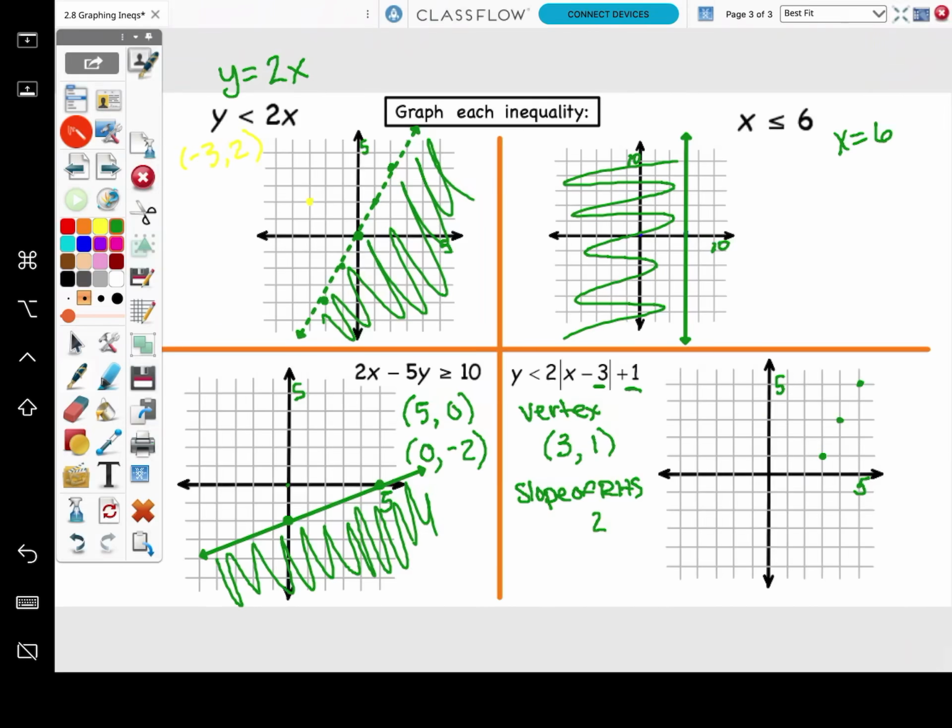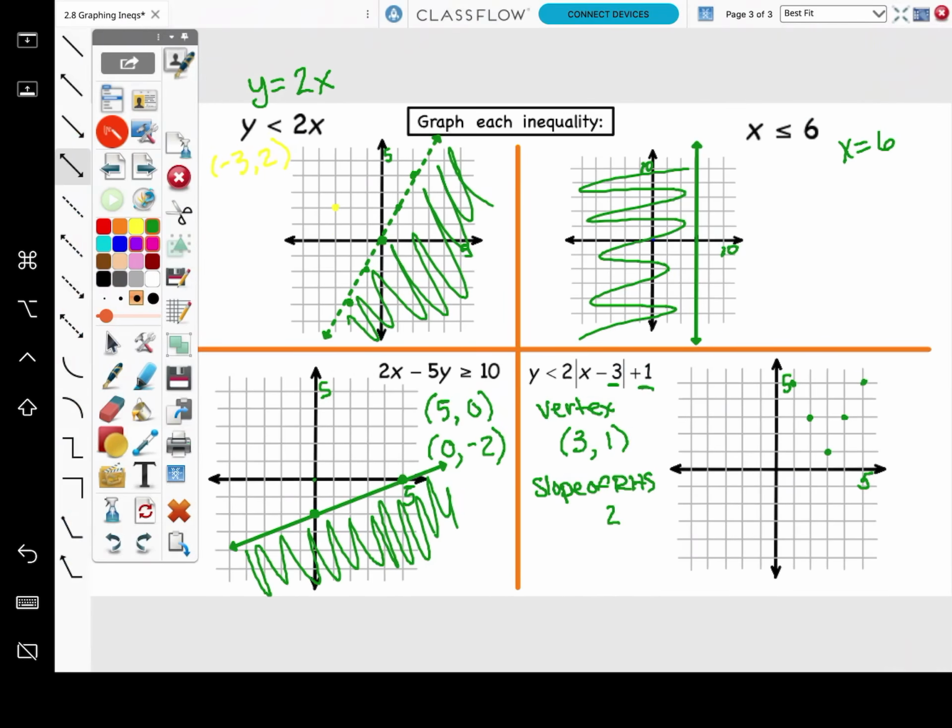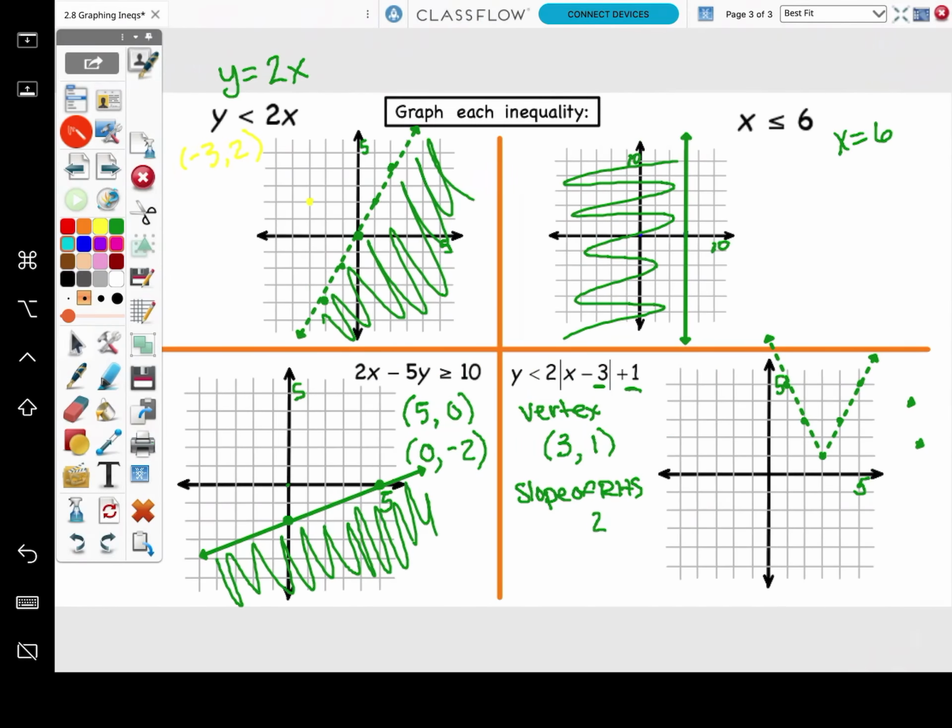But we know that this has to be V-shaped, so to find the other side, I'm going to go up 2 and now left 1, up 2 and left 1, so I can get that V shape. Okay, back to my lines. This was a less than symbol, so it will be dotted. So I'm going to dot my line, go there, and I'm going to dot my line and go this direction. Notice the arrows are only up on the top.